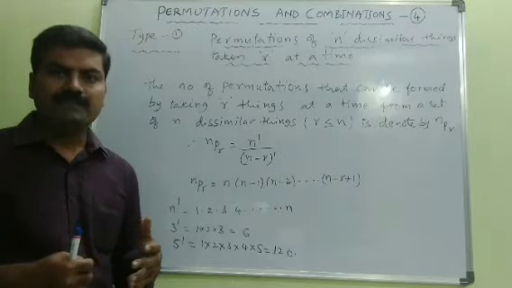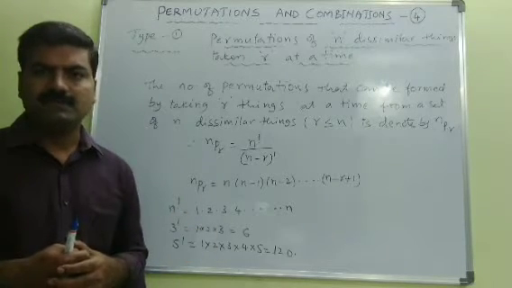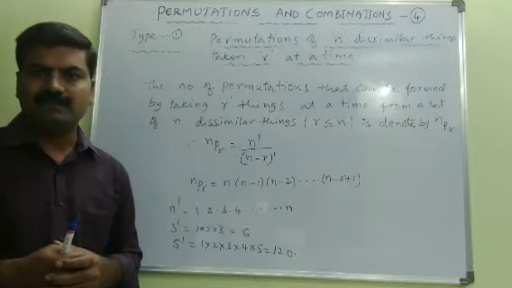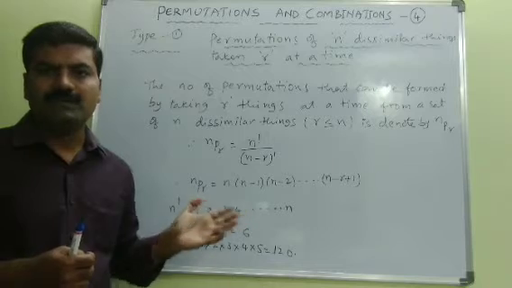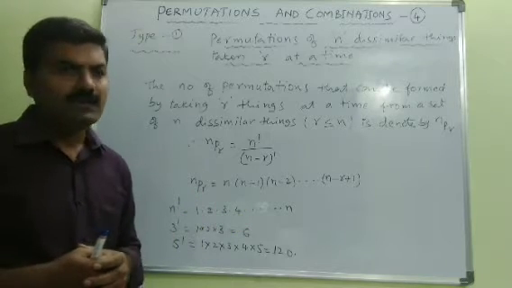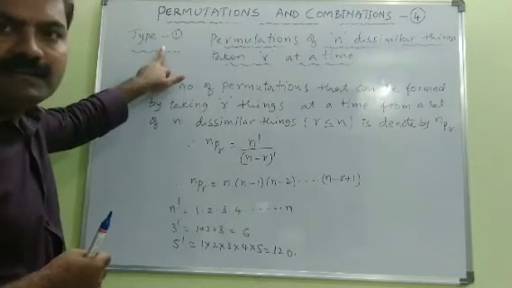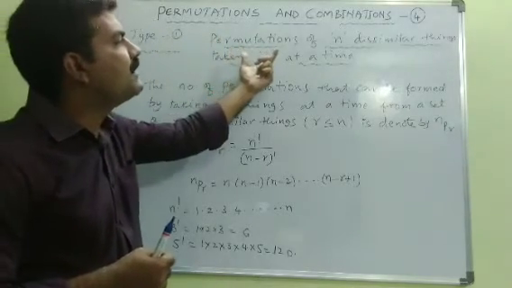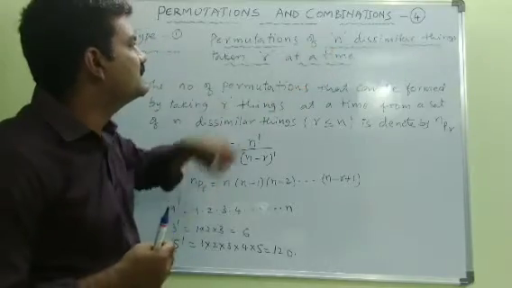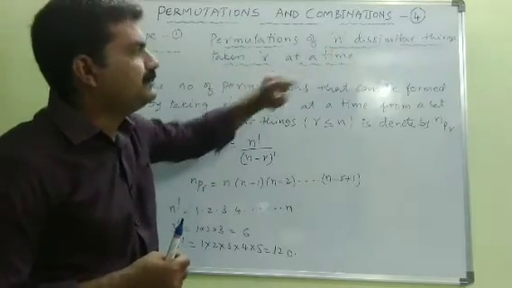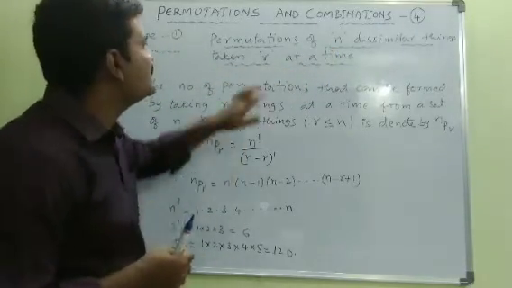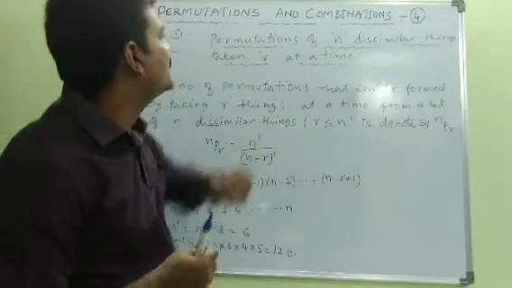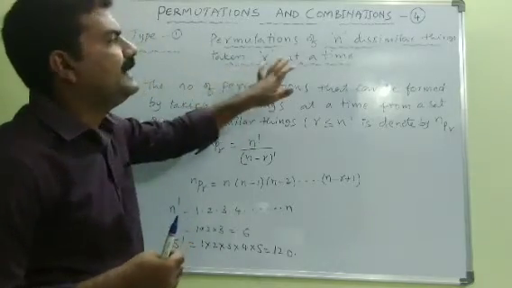There are three types of problems in linear permutation, which we already discussed briefly in the last class. Once again, I want to recall the concepts. Coming to type 1 in linear permutations, what is type 1? Permutations of n dissimilar things taken r at a time.